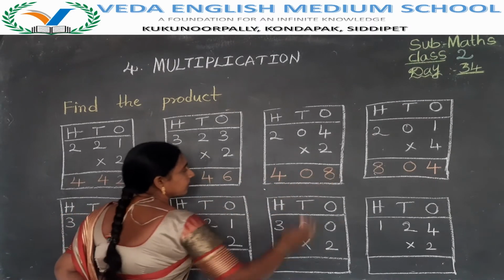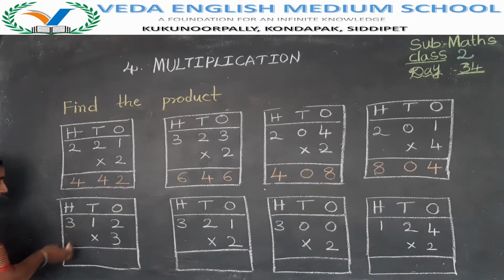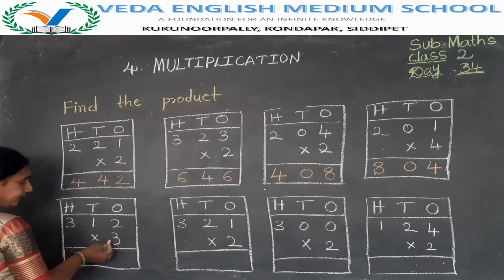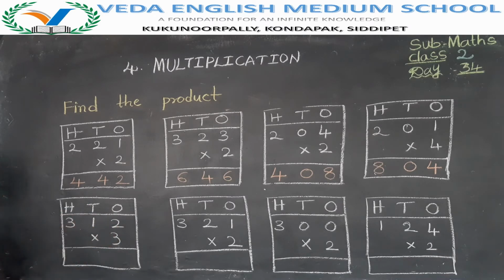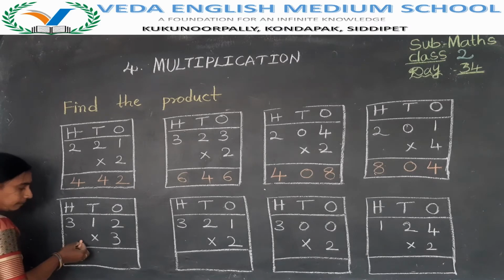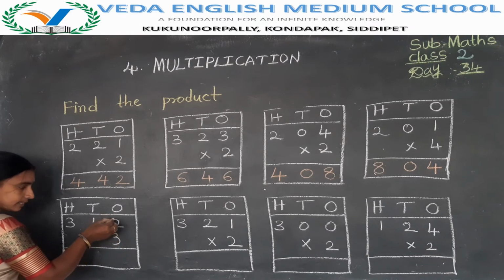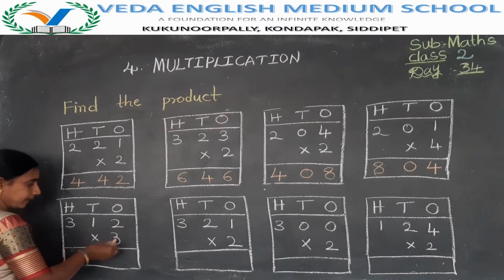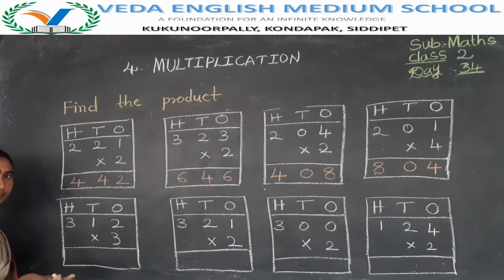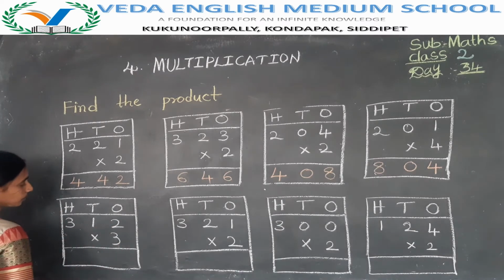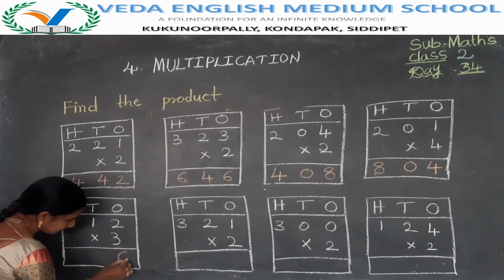The 4 problems are over. Next, let us go to the 5th problem. What is given in the 5th problem? See, multiply 312 by 3. The ones place is 2, the tens place is 1, the hundreds place is 3. Multiply digit 3 in the ones place by 2. That means 3 into 2. 3 ones are 3, 3 twos are 6. So now write 6 under the ones place.